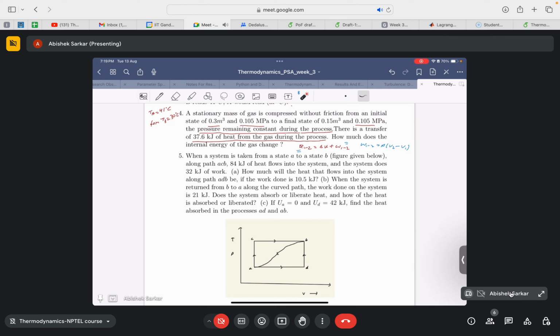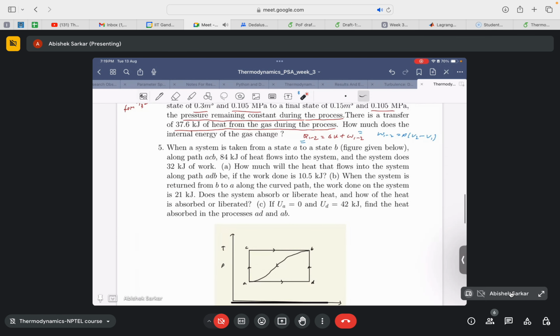Kindly try it for once and tell me the answer. It's not that difficult. It's very simple actually. Just check the sign conventions and then you can easily find the net change in internal energy. Okay.